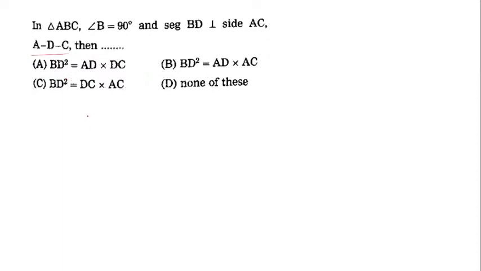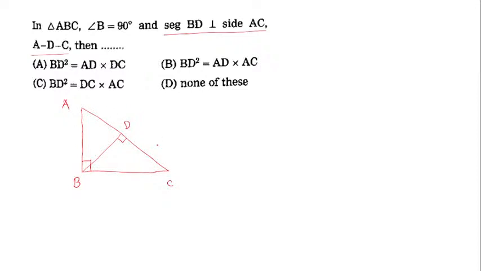So first of all, we should draw a diagram according to the information given to us. So let us have a right angle triangle. We'll name this triangle ABC, where angle B is 90 degrees. Segment BD is perpendicular to segment AC, where AC is the hypotenuse. So we have to draw a perpendicular from vertex B on the hypotenuse. So this is perpendicular BD on segment AC, or hypotenuse AC.